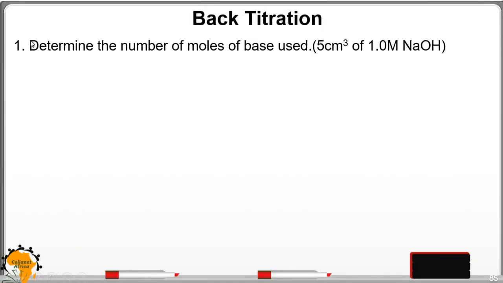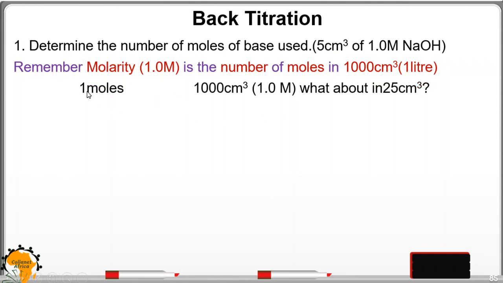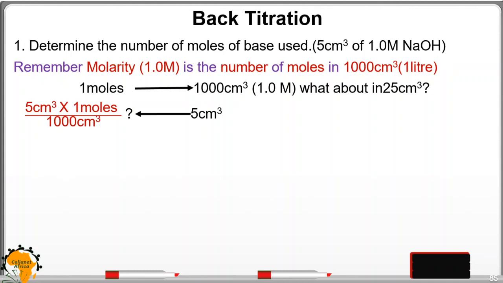Let's work them out. Determine the number of moles of the base used. Remember, this is the volume used, and this is the molarity of the sodium hydroxide. So we know the meaning of 1.0 molarity. It is the number of moles in 1,000, so therefore 1 mole in 1,000 centimeters cubed. What about 5 centimeters cubed? So we'll get the number of moles to be 0.005 moles of sodium hydroxide.